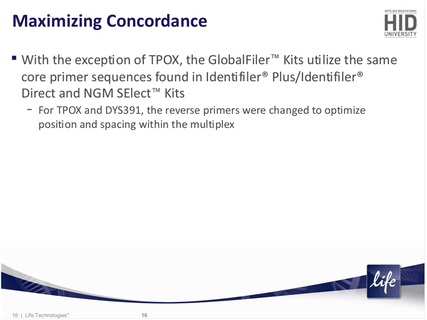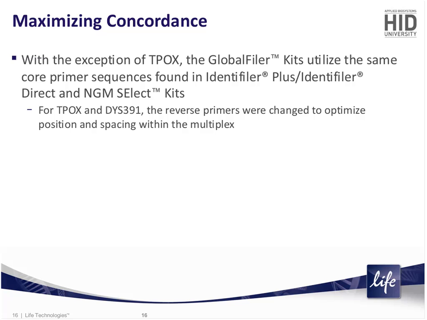And even with the design of such a complex system as the GlobalFiler kits, we have been able to do this. With the exception of TPOX, the GlobalFiler kits utilize the same core primer sequences found in the Identifiler series and NGM Select kits. For TPOX, we have had to relocate that locus into the higher size range to ensure that we could fit everything into the multiplex effectively. But for that locus and for the DYS391 locus, which we've also had to move into a slightly higher size range compared to the YFiler kit, we've only chosen to change one of the primers for each of those loci. Again, we achieved the relocation, but we maximize concordance by minimizing the changes to those primers.